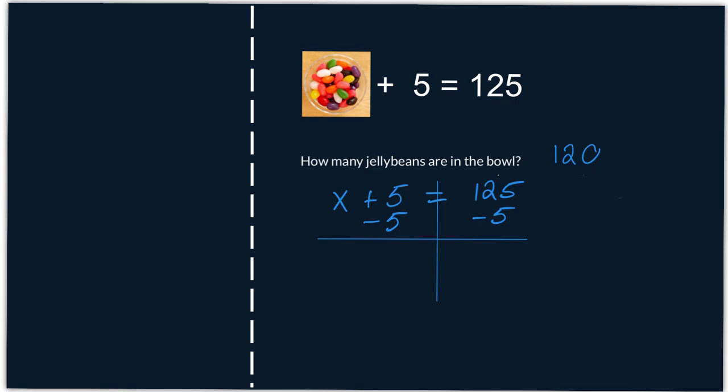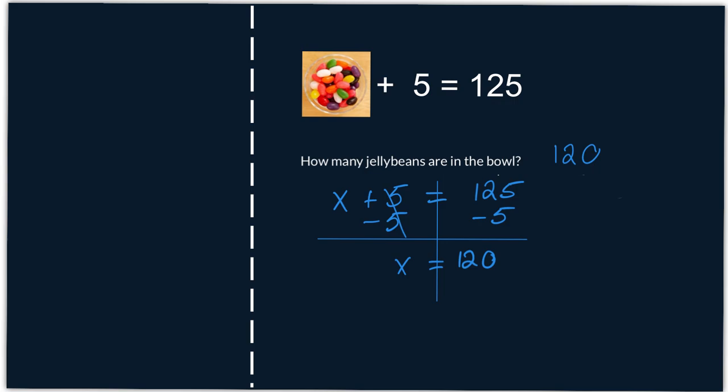So 5 minus 5 will equal 0. And now we have x equals 120. See how easy it was when I gave you a bowl of jelly beans instead of x, right? So here's where you connect this algebra to a real life situation and have a visual of what x means. What does this variable mean?